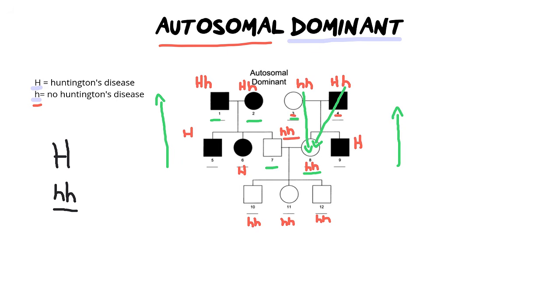Now, if they've inherited one capital H from each parent, which is possible, they actually have combinations that they could have received. In other words, let's look at individual 5. Individual 5 could actually have two capital H's, or they could have a capital H and a lowercase h. Why? Because it works with the law of segregation. Essentially, individual 5 could have inherited one capital H from their one parent and another one from their other parent. But they could have done the same with the capital H from one parent and a lowercase h from the other. The same can be said for individual 6.